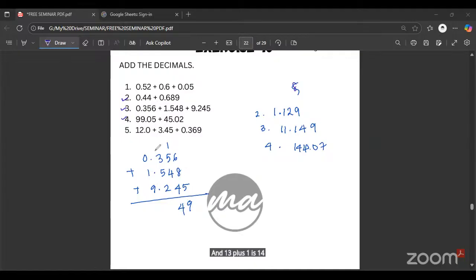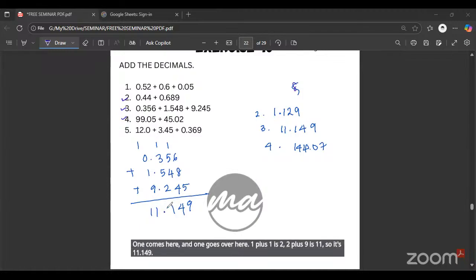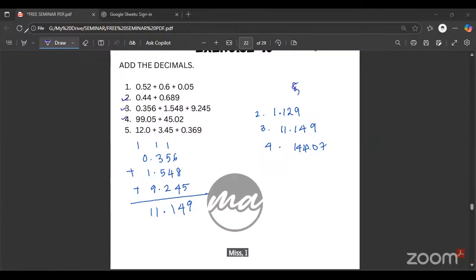So 4 comes here, 1 goes over here. 1 plus 3 is 4, 4 plus 5 is 9, 9 plus 2 is 11. 1 comes here and 1 goes over here. 1 plus 1 is 2, 2 plus 9 is 11. So it's 11.149. Miss, I haven't added that one, miss. Sorry, my mistake.